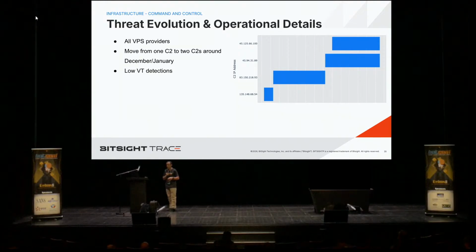On the infrastructure IPs for the C2s, we only saw 4 of them, and these were all VPS providers. They were almost always using a single IP, but around December, January, they switched to using 2 IPs, which is why they basically are randomly choosing one. We don't know if it's because the botnet was increasing in size, that they wanted more redundancy and more support for the higher number of bots, but this is what we observed.